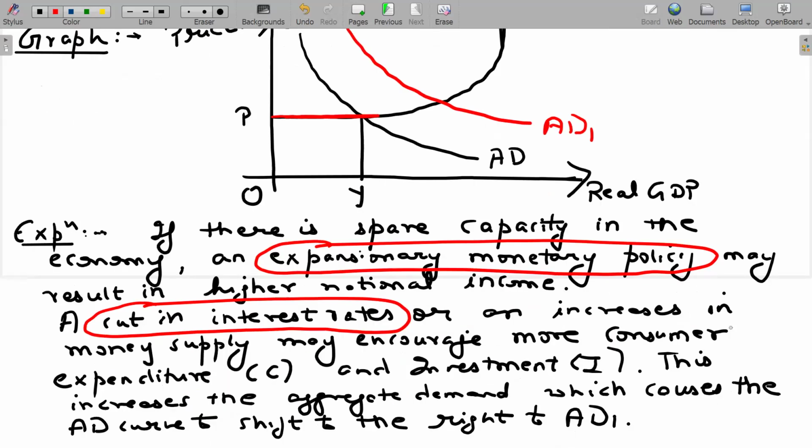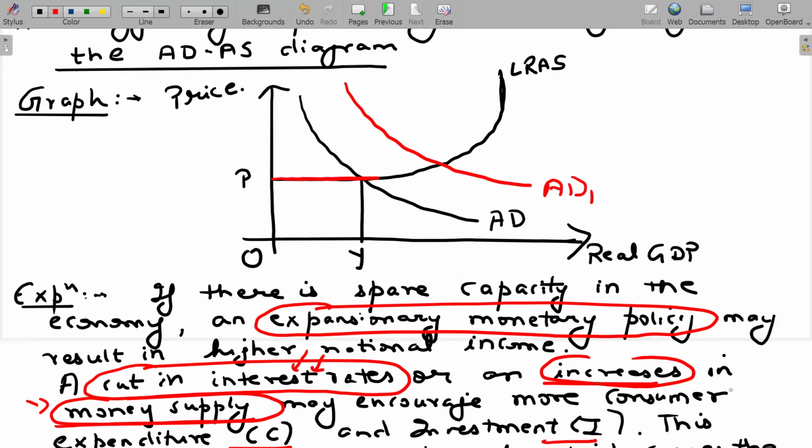When central banks directly increase the money supply through open market operations, that again leads to more money being circulated in the economy, which in turn causes the aggregate demand to rise. So both a cut in the interest rates as well as an increase in the money supply are part of an expansionary monetary policy. As a result, the AD curve shifts to the right because consumption and investment are both components of aggregate demand. Now, students can clearly see in the graph that when the aggregate demand curve shifts to the right, it causes an increase in the price level as well as an increase in the real GDP.